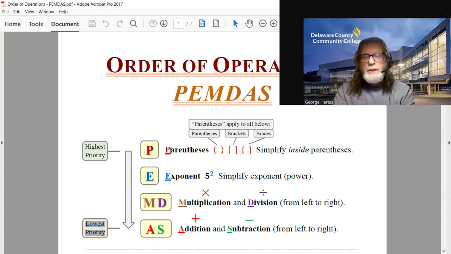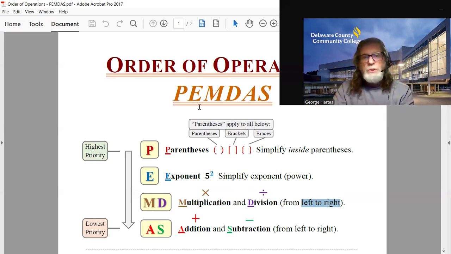So the P and the E are pretty straightforward. And by the way, the P, parentheses, means we're going to simplify inside the parentheses. We have to do the inside of the parentheses, not outside of the parentheses, not next to it, inside. Now, as far as multiplication and division, this is a little tricky. We're going to see a couple of examples in the system. And this goes from left to right. So whichever comes first, left to right.